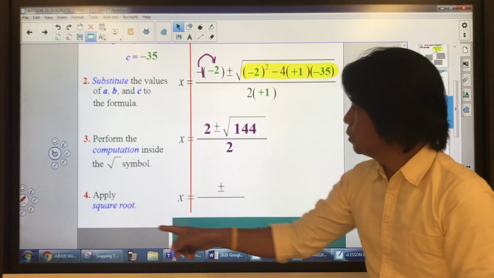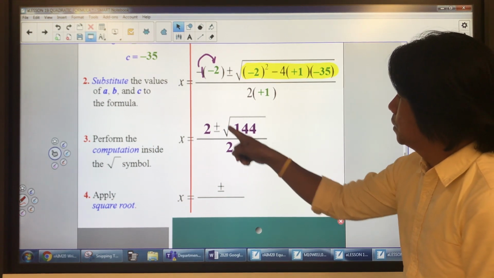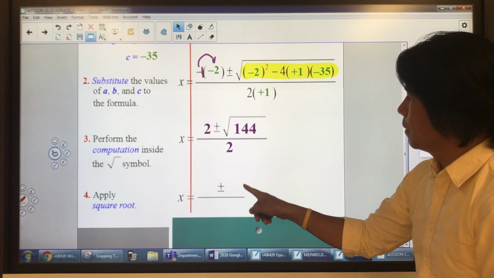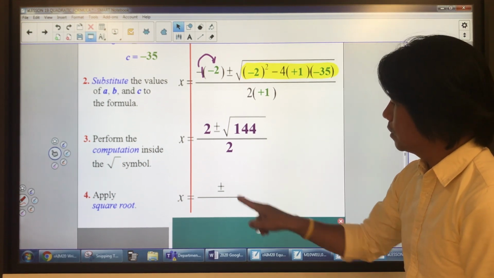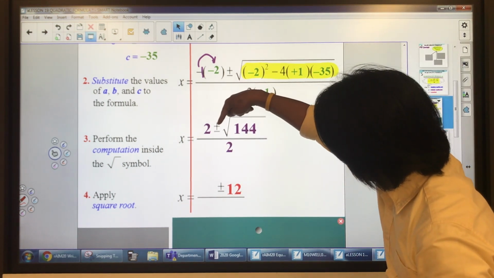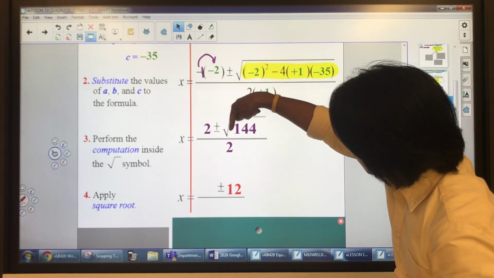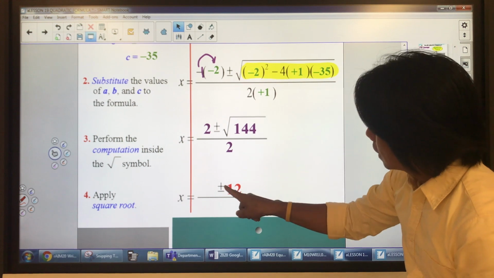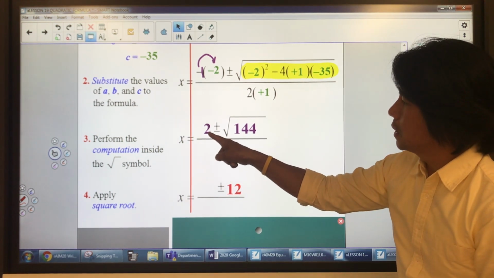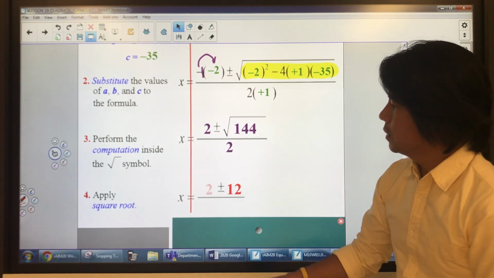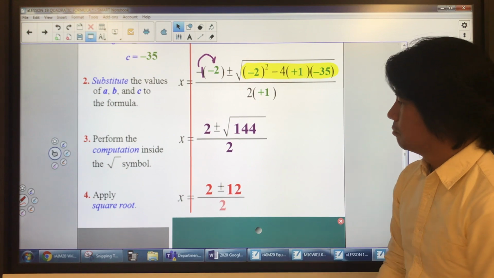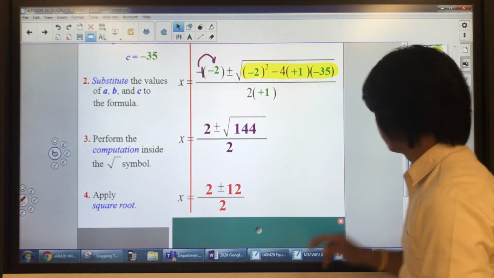Apply the square root. Meaning, you have to do this first again. What is the square root of 144? Use your calculator and you will find it's 12. Now remember, there is a plus and a minus before the square root. So that's why you have plus and minus there. Now, what will happen with this purple 2? You just bring it down. And the denominator, 2. Got it?